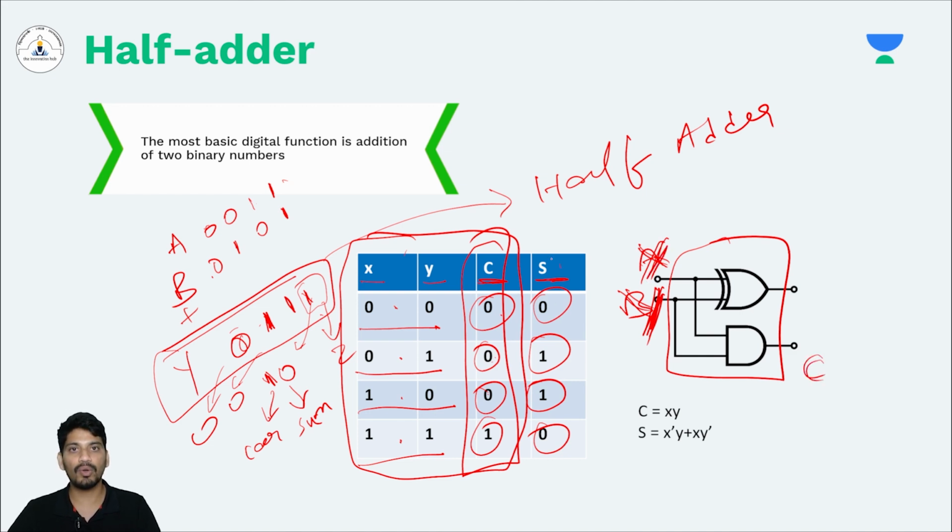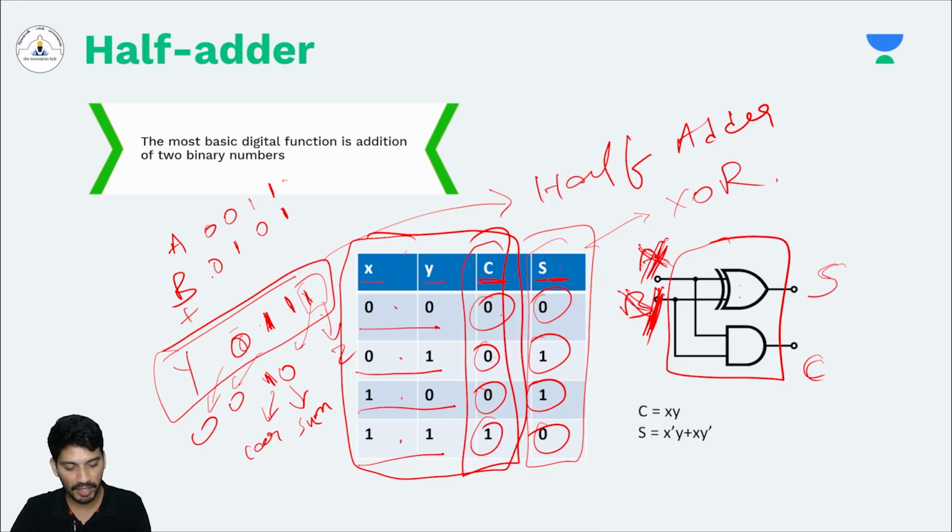But how to get the sum? If you remember, what gate is this? This is an XOR gate, right? So I can get the function of s by simply connecting x and y to an XOR gate. By this, I will get both sum and carry. So this circuit I call a half adder.